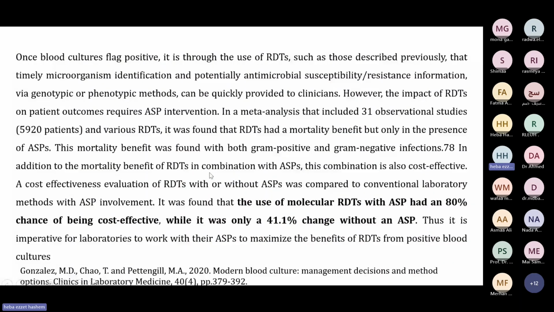And what will we do after the positivity? After the positivity, we have to identify the microorganism, either by phenotypic or by genotypic methods. The use of molecular rapid diagnostic techniques with antibiotic stewardship, according to these references, had an 80% chance of being cost effective rather than making just identification and reporting. So identification in combination and in coordination with antibiotic stewardship is very important for better clinical management and for clinical judgment.